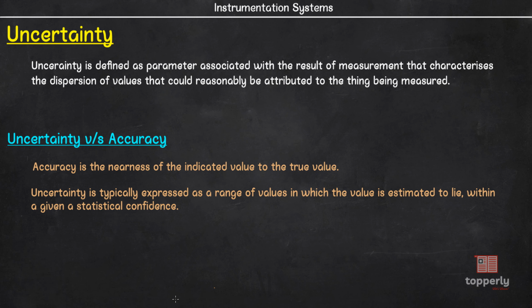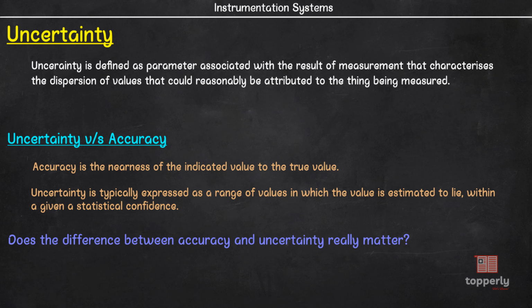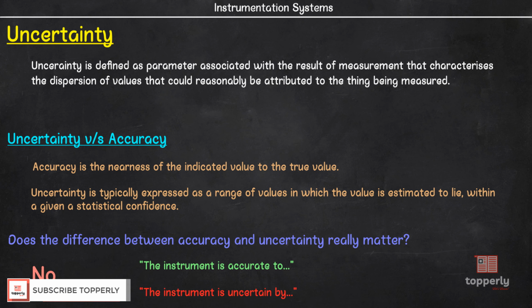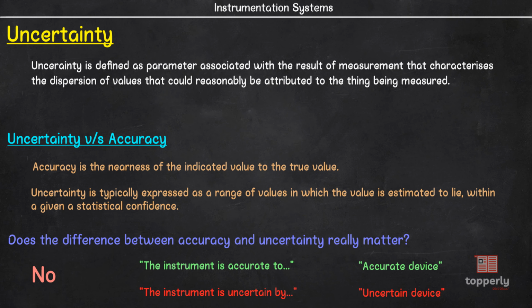So, does the difference between accuracy and uncertainty really matter? I would say no, because in many situations, the difference really doesn't matter at all. Also, it is much easier to say that the instrument is accurate to, rather than the instrument is uncertain by. And an accurate device sounds more impressive than an uncertain device, right? So, in the modern world, these terms are often used interchangeably.